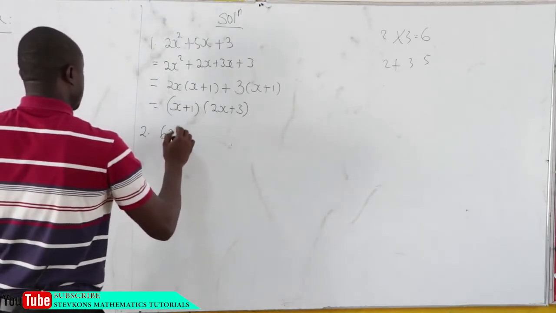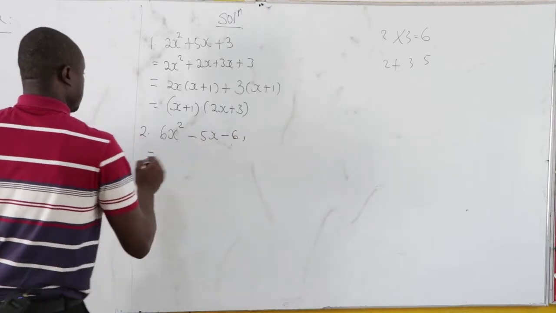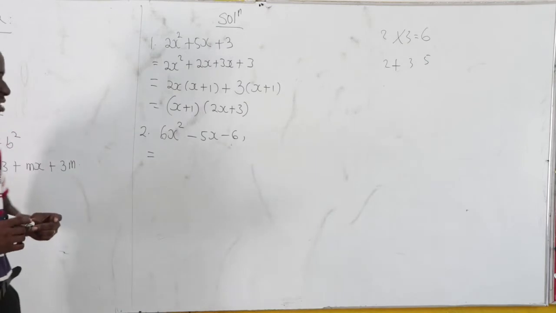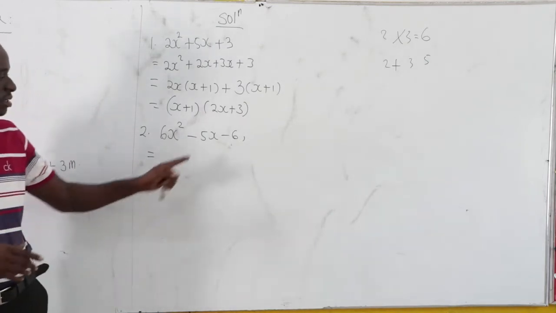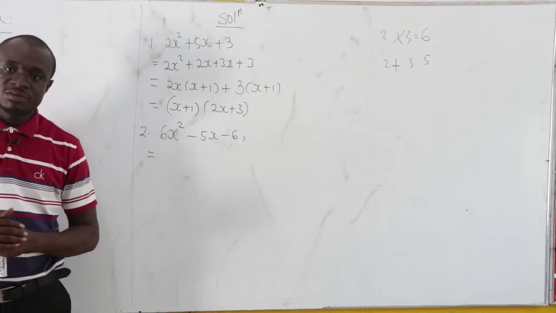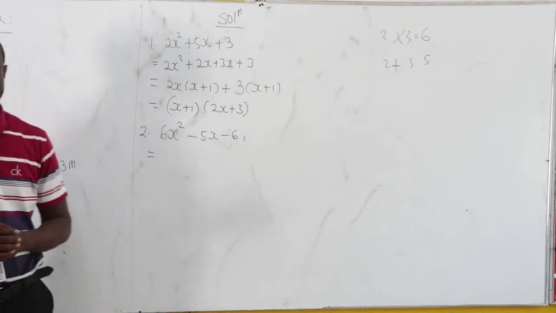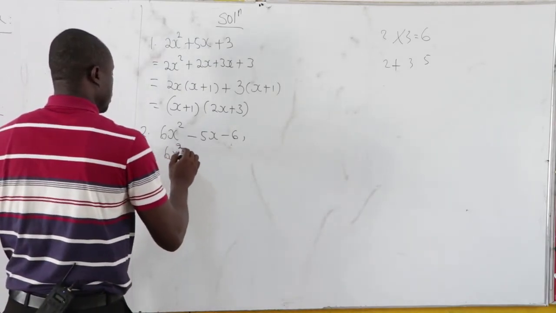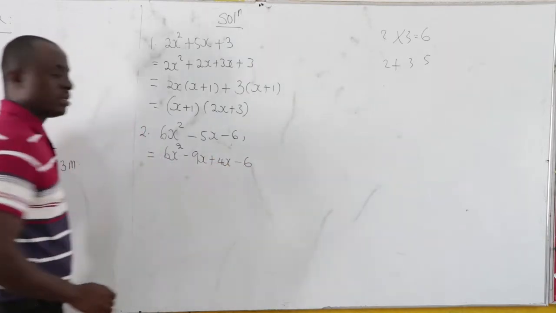We have 6x squared minus 5x minus 6. Now here we have to multiply 6 times negative 6. That will be negative 36. So two numbers when you multiply, you get negative 36, and when you add, you get negative 5. And that is negative 9 and positive 4. So we have 6x squared minus 9x plus 4x minus 6.